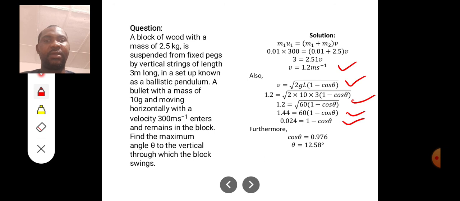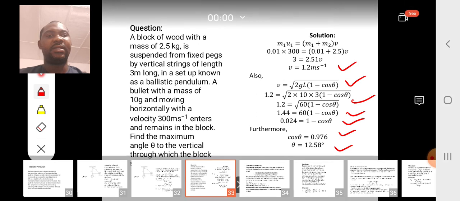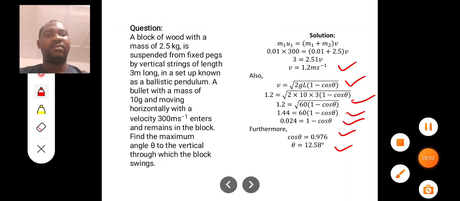0.024 equal to 1 minus cos theta. Cos theta now will be 1 minus 0.024, which will give us 0.976. Theta will be cos inverse of 0.976. Cos inverse of 0.976 will give us 12.58 degrees. So those are the formulas to use when you are dealing with ballistic pendulum, depending on the question you are being asked. Okay, so I will stop.